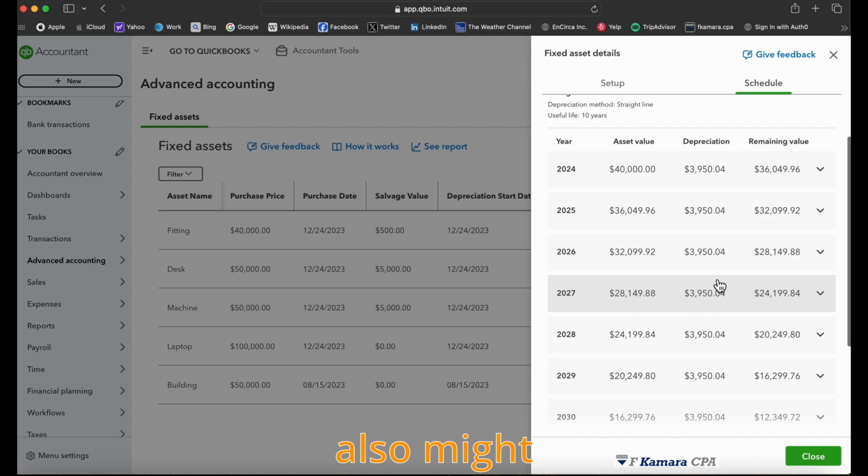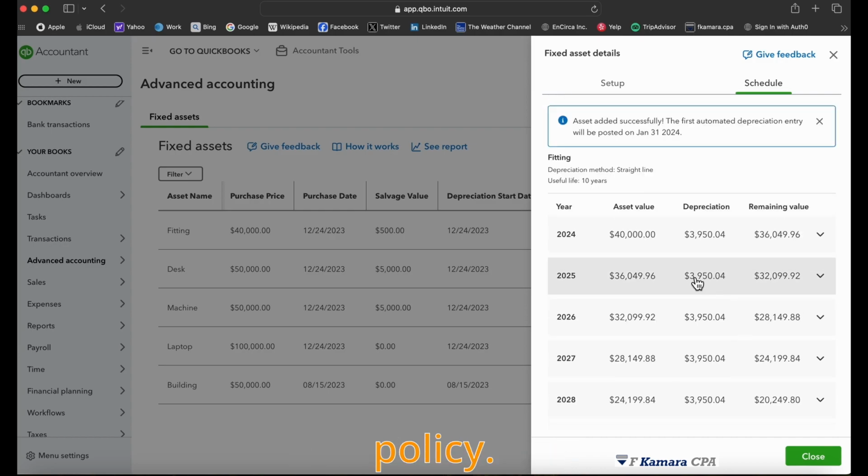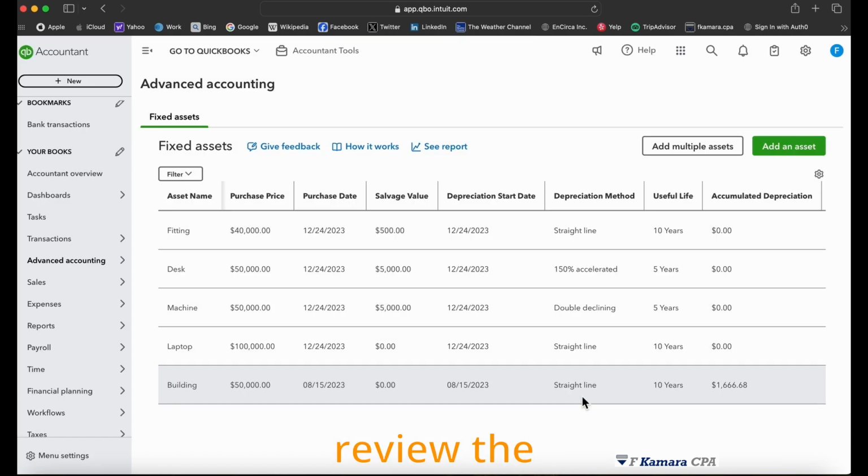Some companies also might have a capitalization policy. In audits, we normally review the company's capitalization policy to see when they are capitalizing assets and when they are depreciating assets, because sometimes they may miscategorize the assets. Some assets might be depreciable, but they may miscategorize them into repairs and maintenance. That's why, as part of the audit procedure for fixed assets, we normally review the repairs and maintenance to see if an asset that would have been depreciated has been categorized into repairs and maintenance.